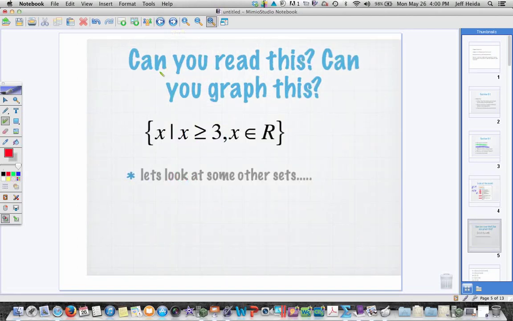Okay, give this one a shot, and I'm interested to see if anybody can read this notation. This is called set builder notation.